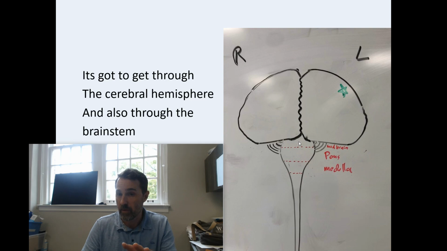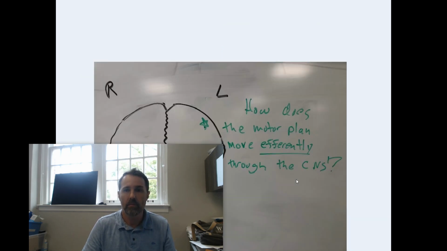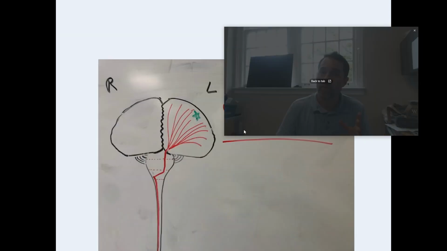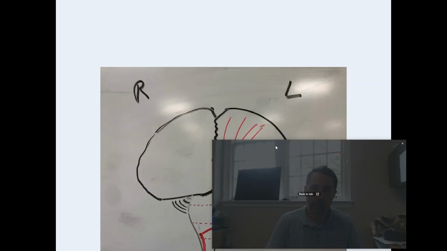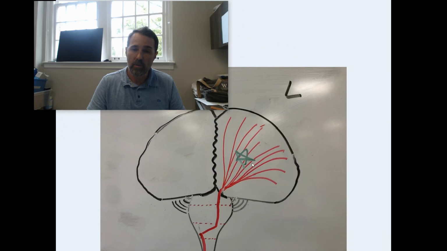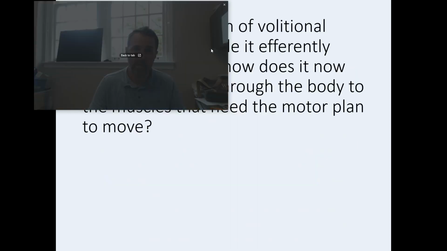And by the way, here's a review of midbrain, pons, and medulla. These are the 3 sections of your brainstem. So how is this motor plan going to move efferently through the left cerebral hemisphere, through the brainstem, and possibly through the spinal cord? The upper motor neurons. That's how. Those are the efferent wires within the central nervous system. So let's move our motor plan efferently from there to there to there. Okay.